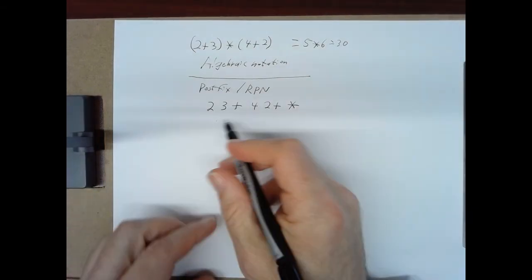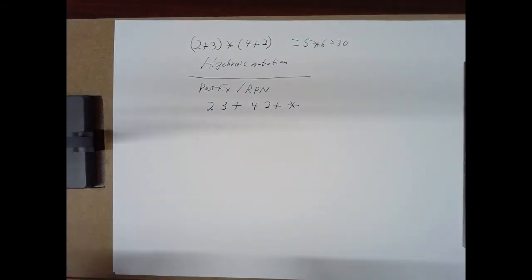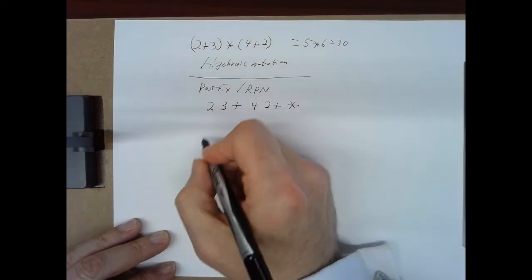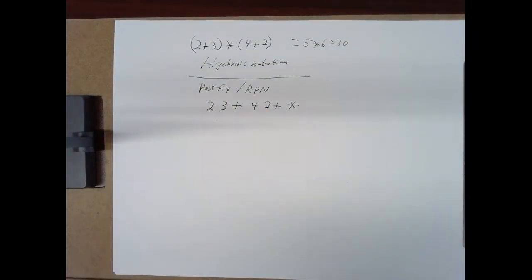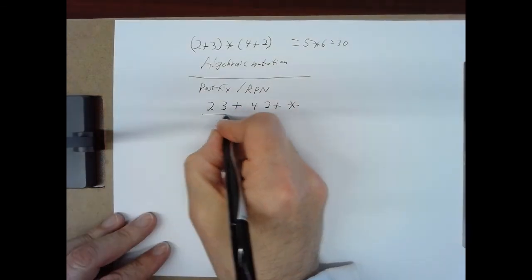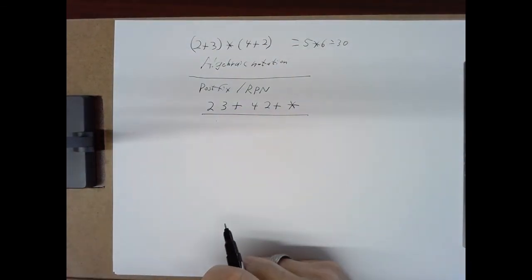Don't get caught up on the digits. So on a calculator, you would actually say 2 enter, 3 enter, plus. So if you want to add 15 and 30, you'd say 15 enter, 30 enter, and then you hit the plus key, and it would give you 45. Then you could say 5 and star, and it would multiply 45 by 5, and it would give you 225 or whatever. So this turns out to be really easy to evaluate in a computer.